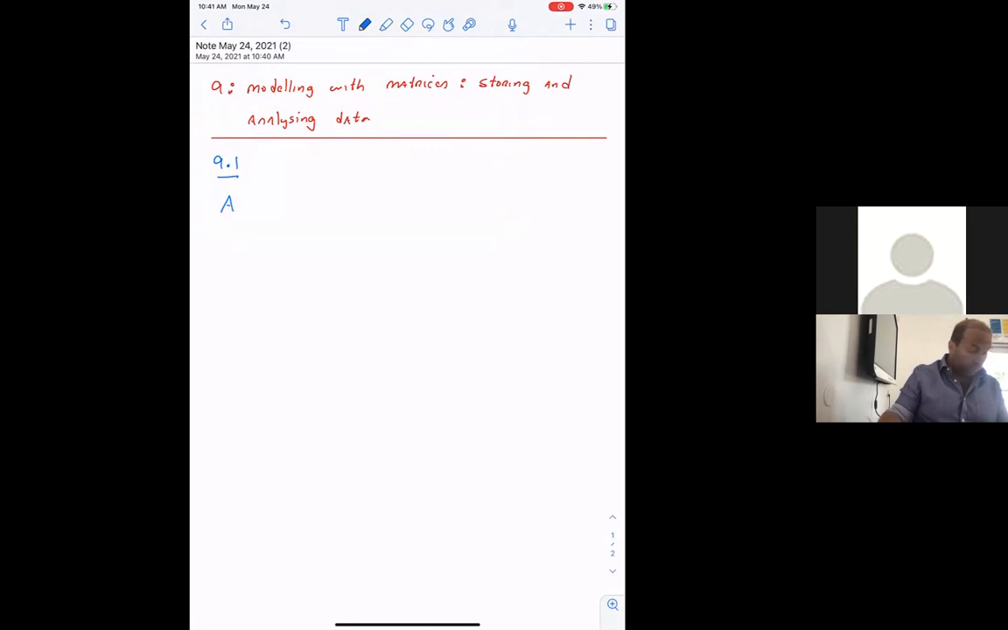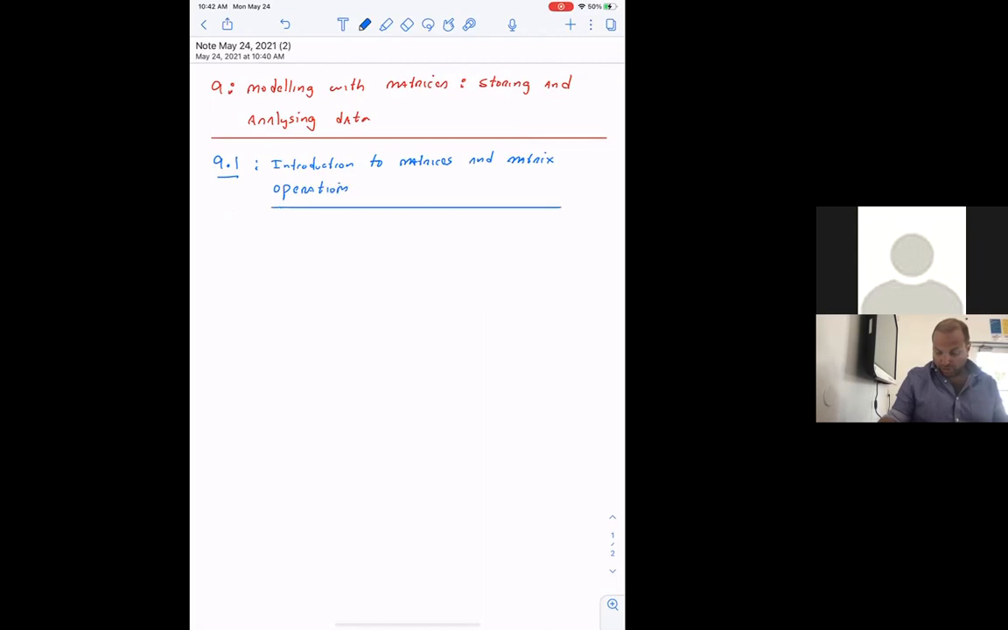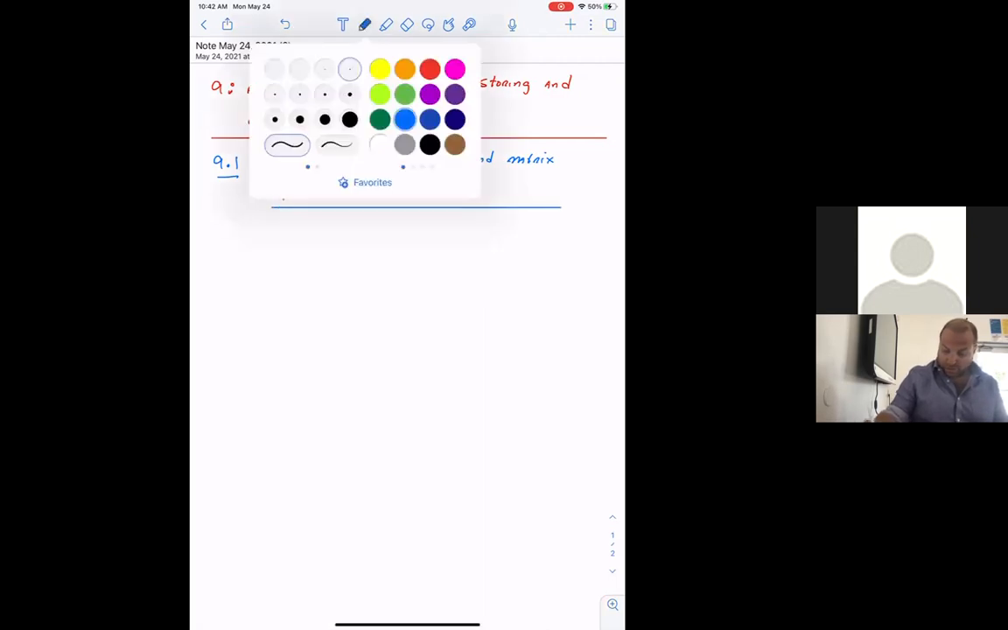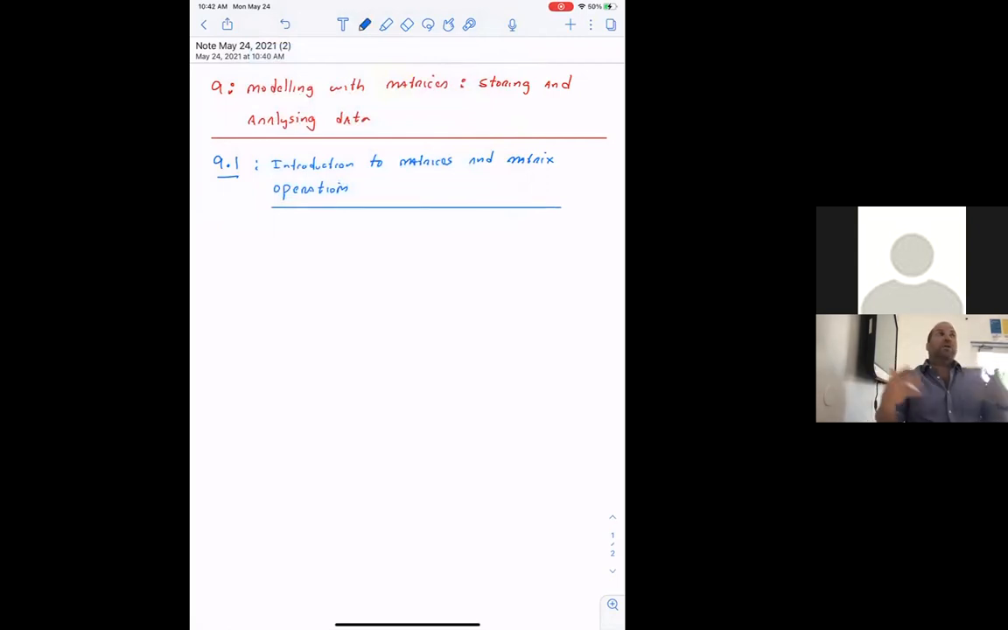what is chapter 9.1? It's an introduction to matrices and matrix operations. We want to know what a matrix is and what we can do with it. I guess what we can do with it is a misnomer, because what I'm talking about here is adding, subtracting, multiplying, things like that. But what we can use them for, that will come later.